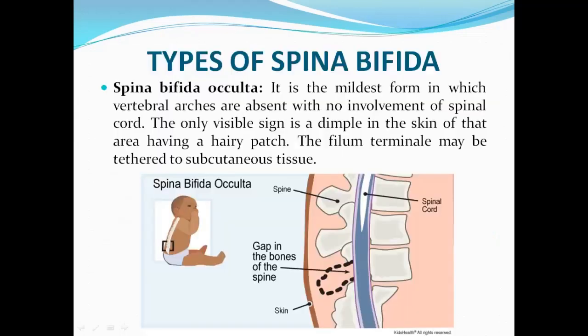What are the types of spina bifida? First one is spina bifida occulta. It is the mildest form in which the vertebral arches are absent with no involvement of the spinal cord. The only visible sign is a dimple in the skin of the area having a hairy patch. The filum terminale may be tethered to the subcutaneous tissues. This generally happens because of the gap in the bones of the spine.